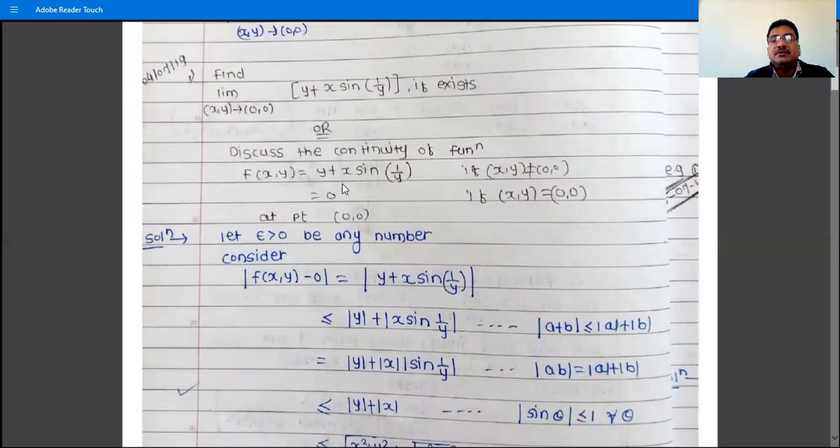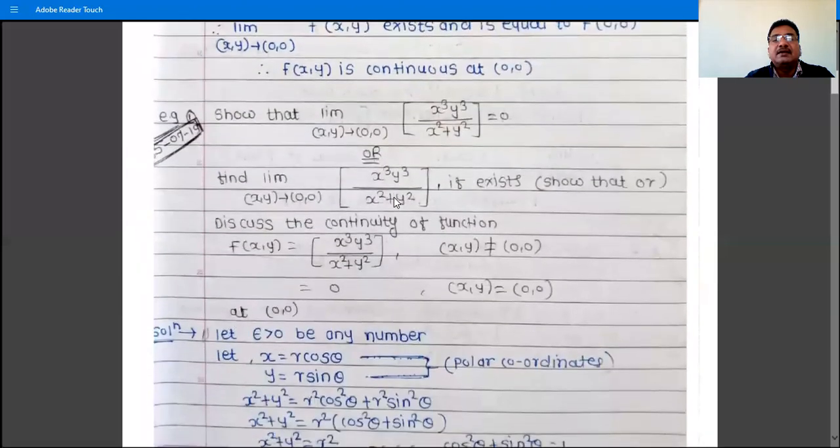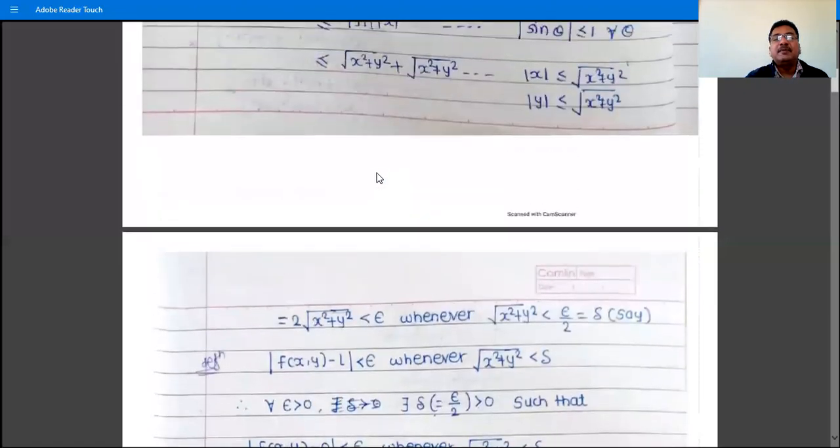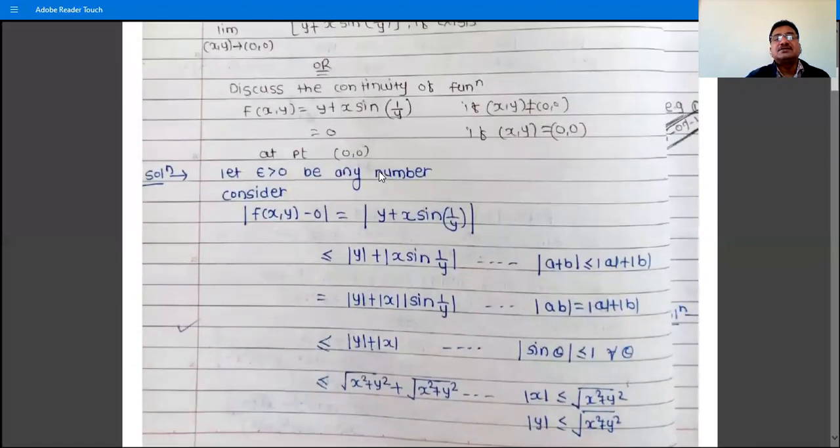f(0,0) is 0, and therefore the limit of f(x,y) as (x,y) tends to (0,0) exists and is equal to f(0,0), and therefore the function is continuous at (0,0).